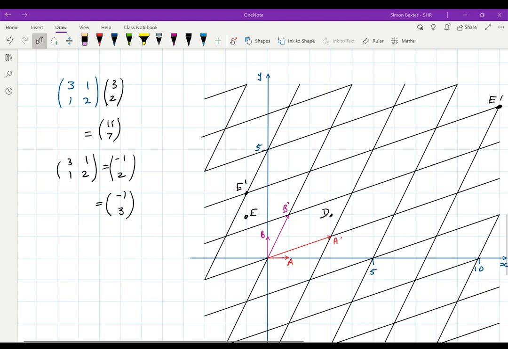So if we know what happens to the two base vectors, i, (1, 0), and j, (0, 1), then we know everything there is to know about the transformation.